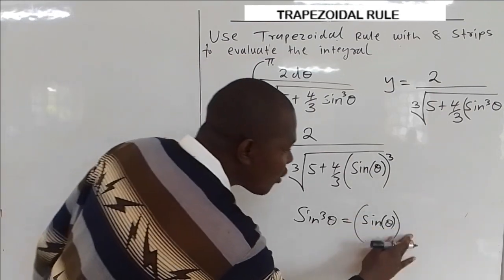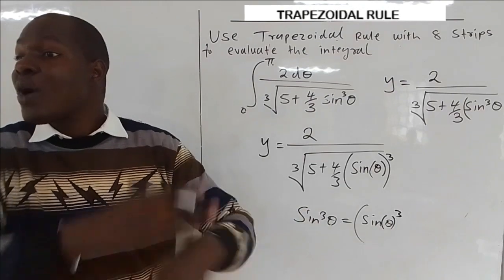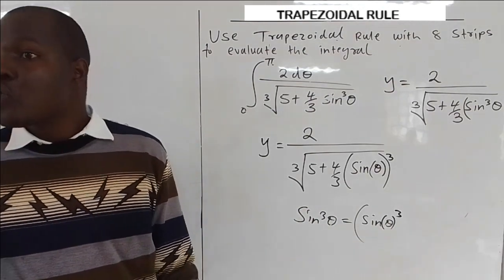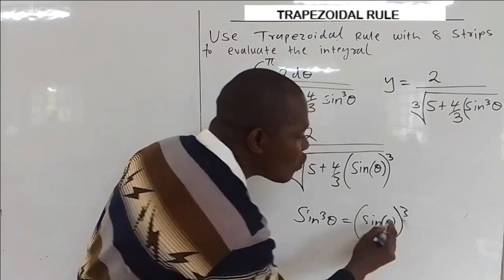Because you end up closing one bracket, and the moment you close one bracket, it means you are cubing theta. So you are getting a wrong thing, isn't it? But you should not be cubing theta, you should be cubing sine theta. So for you to cube sine theta, you must have 2 closing brackets.